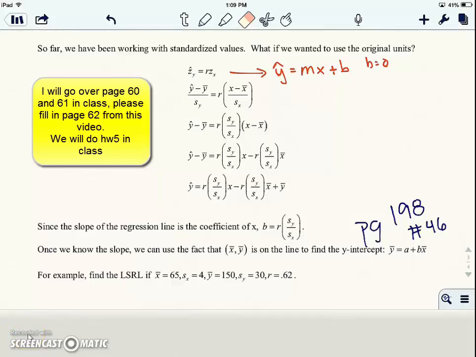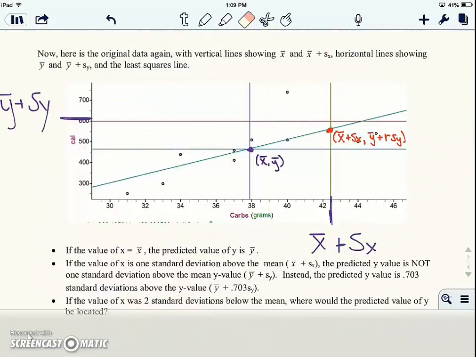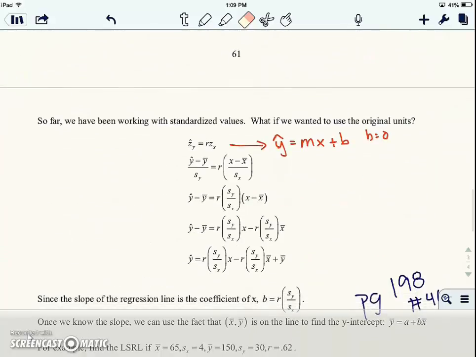Last day of notes plus clarification. Okay, so we talked about how for every standard deviation we move in x, the predicted y will move r standard deviations in the y direction. Okay, and this is a picture where it's been standardized, and this is where we left off.